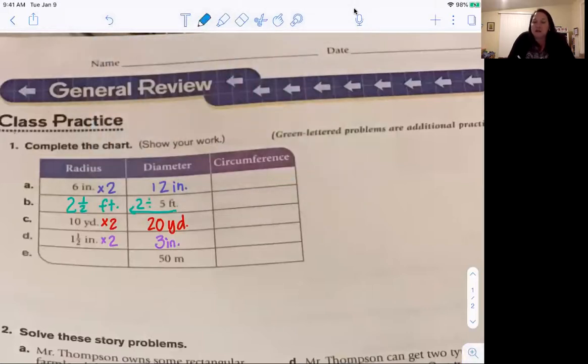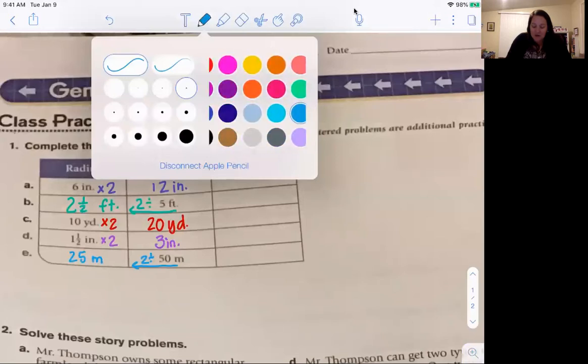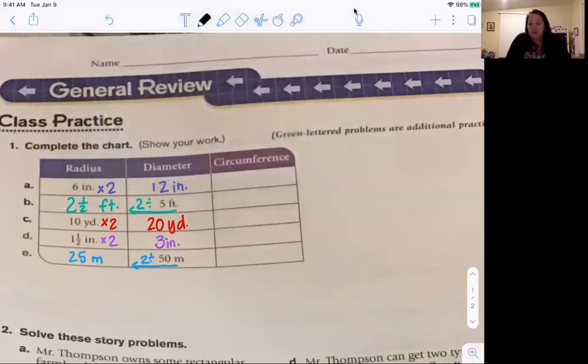Now, let's do the very last one. I have 50 meters, and I have a diameter, so I want to divide by 2 to get my radius. And what's 50 divided by 2? 25 meters.